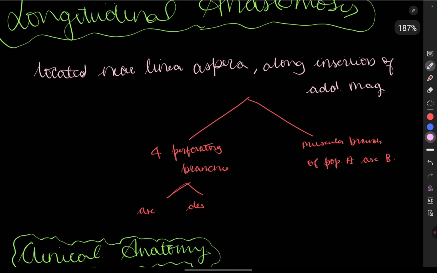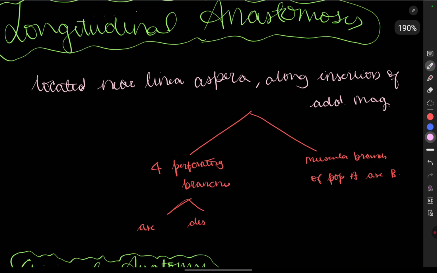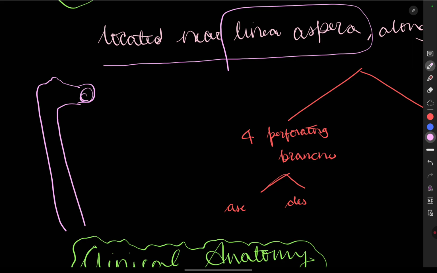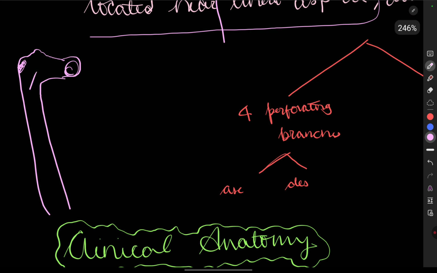Now the longitudinal anastomosis, it is not in detail, it is just given. Okay, located near the linea aspera. So suppose I draw a femur, suppose this is the femur, this is the neck of the femur, this is the greater trochanter, behind this lies the lesser trochanter, the gluteal line, and this line, whatever you see here, this is the linea aspera.